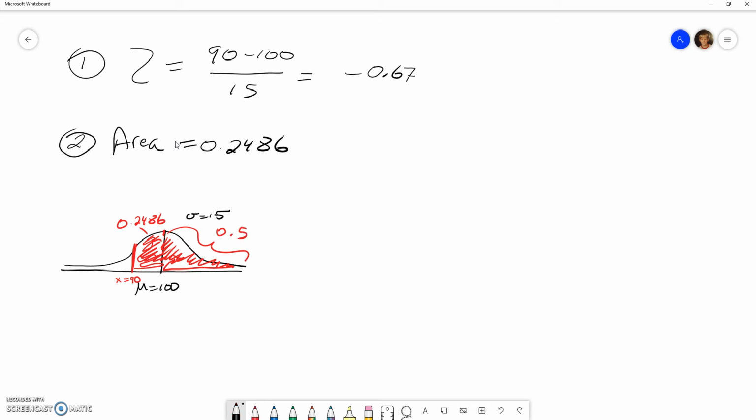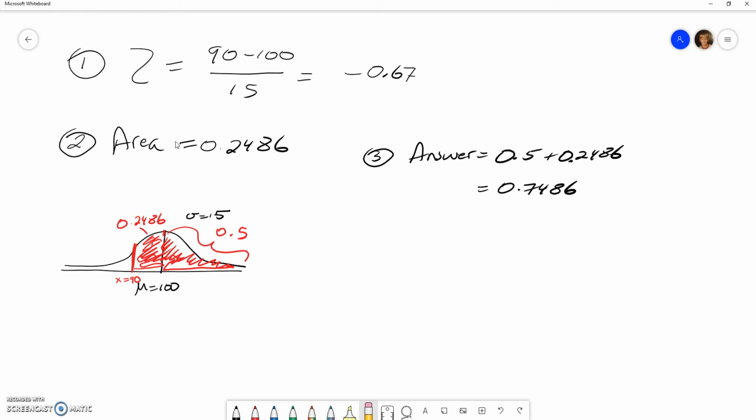So step 3 becomes easier if we draw this out. We know that the answer is going to be 0.5 plus 0.2486. So our final answer is 0.7486. So just under 75% chance of randomly selecting an individual from the general population that will have an IQ greater than 90. So let's go on to part D.